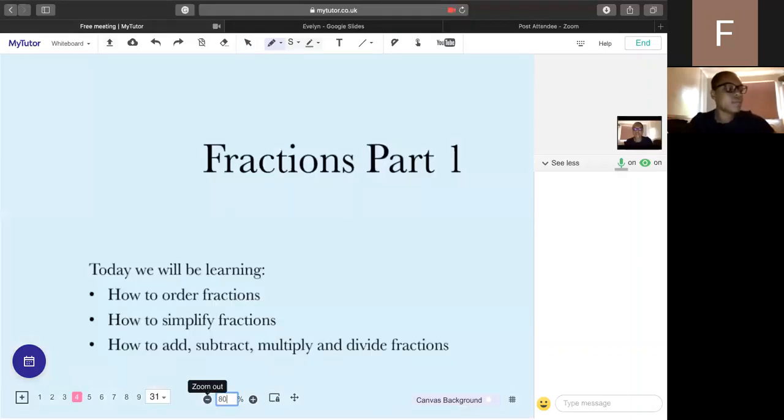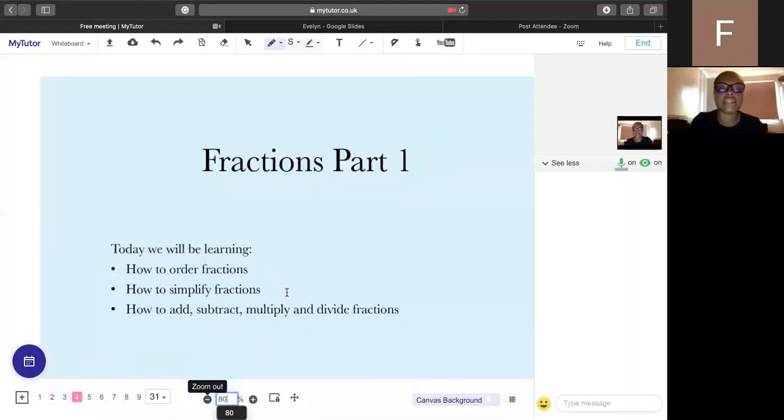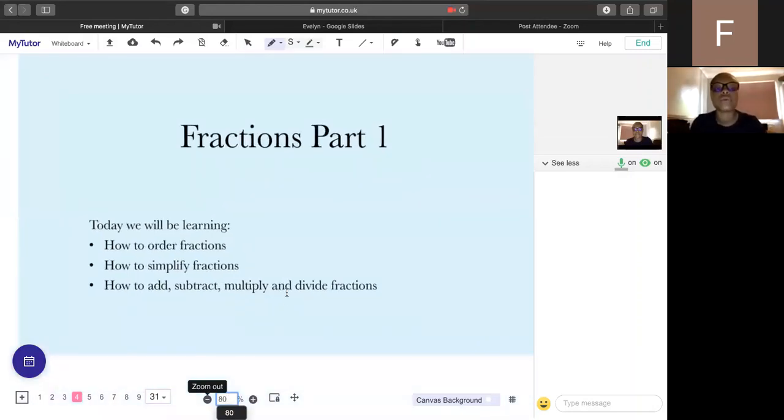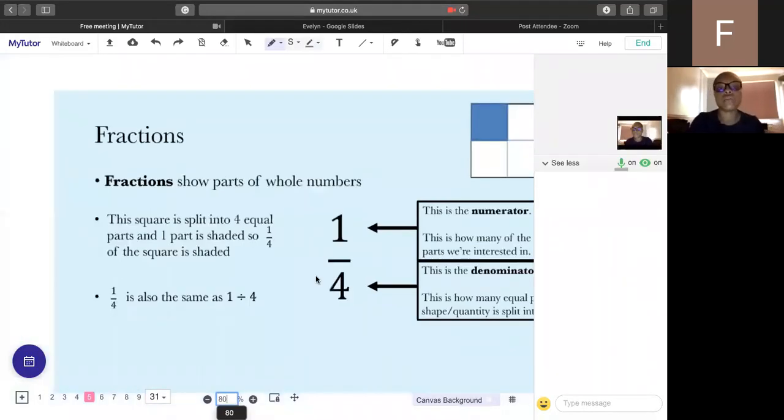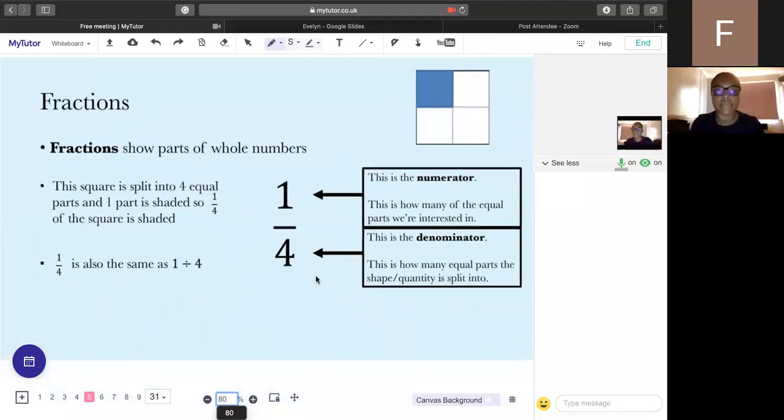So today, what we're going to be doing in calculating fractions is going through how to order fractions, how to simplify fractions, and how to add, subtract, multiply, and divide fractions. So the 4 operations using fractions. We've all seen what a fraction is before, and now we're just going to work through how to calculate with them. A fraction shows parts of whole numbers.